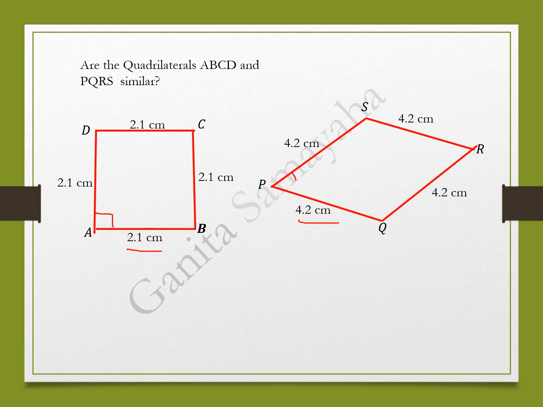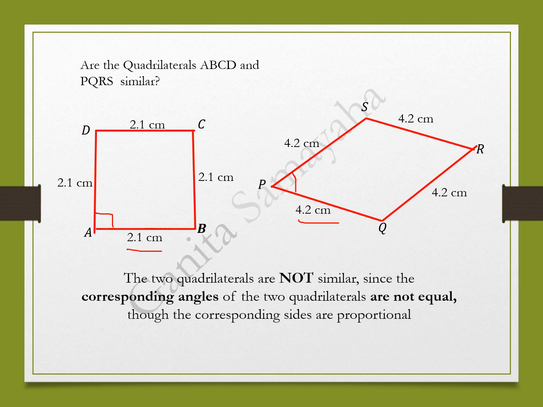And what about this quadrilateral PQRS? Is it 90 degrees? No, it is not 90 degrees. So though the sides are proportional, the angles are not the same. Even if one condition fails, then it is not similar. Both conditions must be satisfied for two polygons to be similar. So the two quadrilaterals are not similar since the corresponding angles of the two quadrilaterals are not equal, though the corresponding sides are proportional. Is it clear, children?